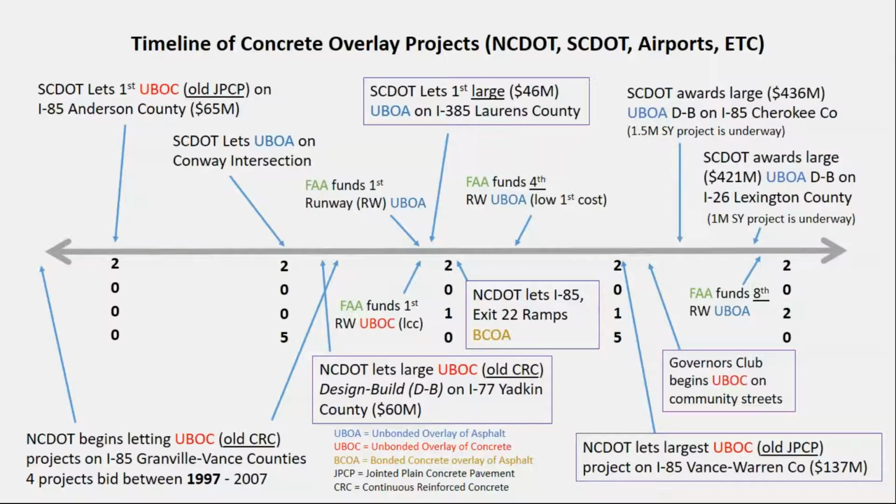In the same time period, SCDOT let their first unbonded overlay on concrete. Again, this was an old jointed plain concrete pavement, no dowels, it had a lot of faulting, a lot of slabs that had been repaired in prior projects. But again, they let their first project around 2000.